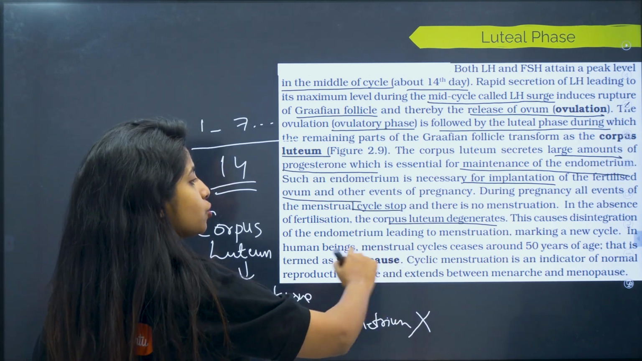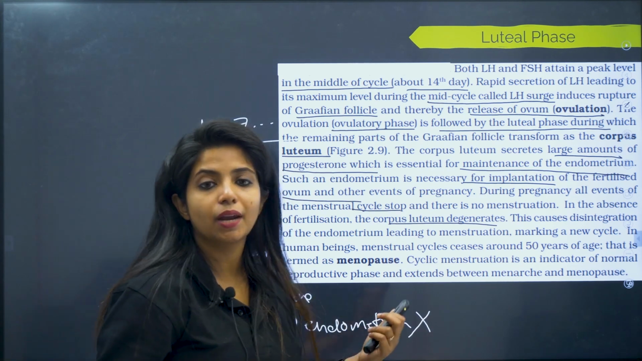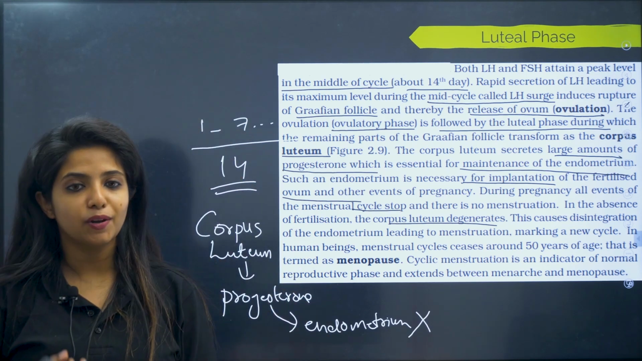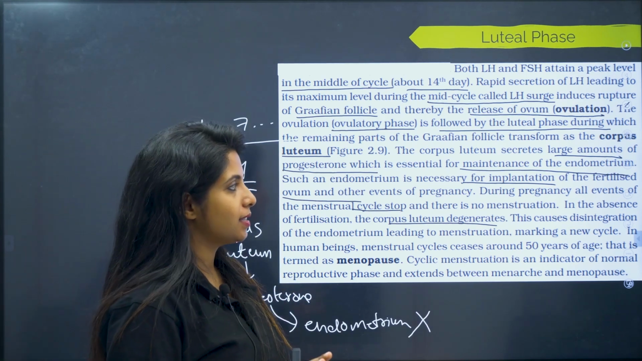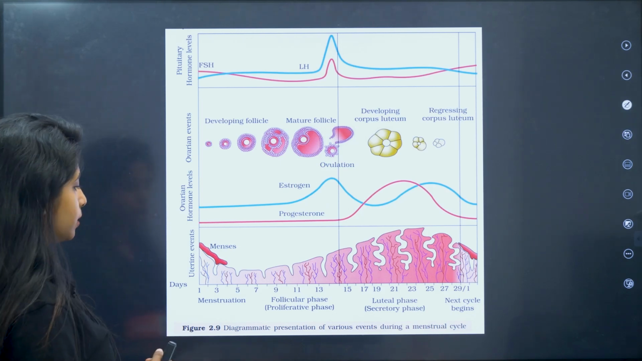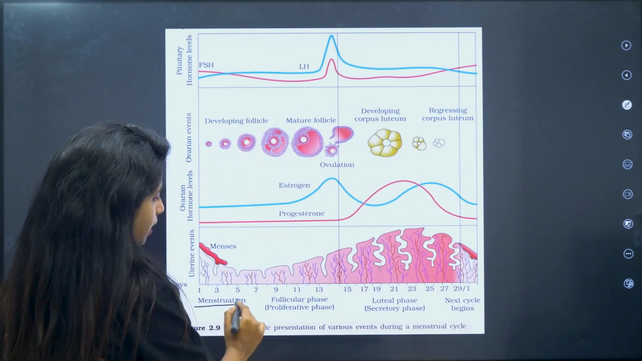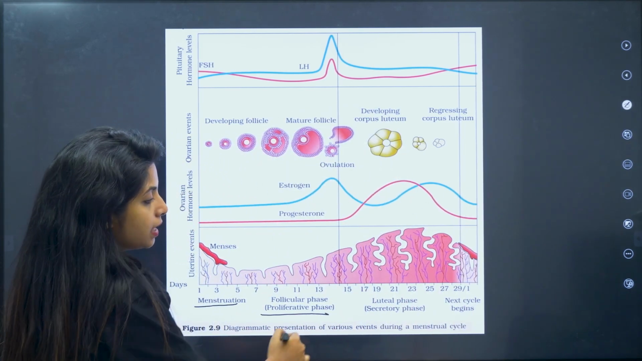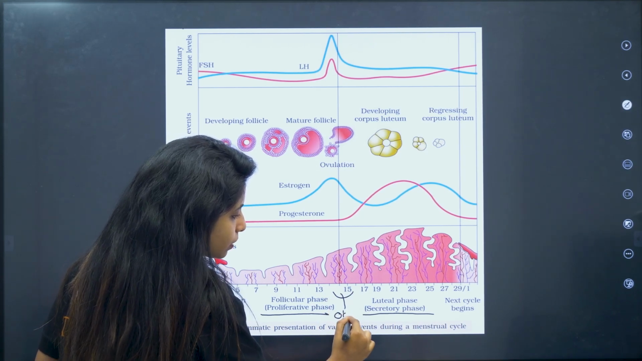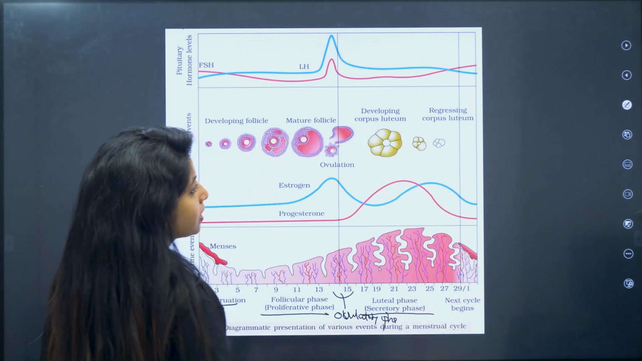Now cyclic menstruation is an indicator of normal reproductive phase and extends between menarche and menopause. So everything that you see over here starts from menarche and ends up in menopause. I hope this is clear to you, and this is the picture that is given in your NCERT book. So first is menstruation that you see over here, then comes the follicular phase or proliferative phase, then comes the luteal phase or secretory phase. In between them, what do you have? Ovulatory phase, where the ovulation is happening, and then the next cycle begins.